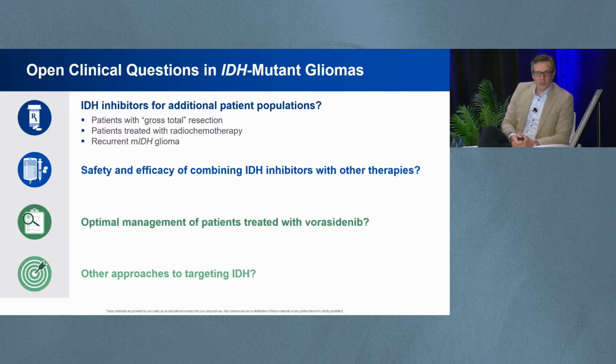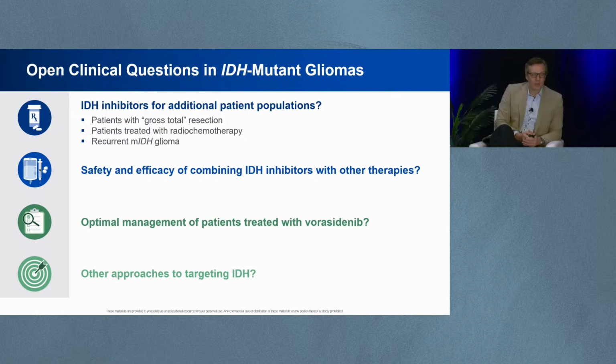Some of the questions that I think are very important to address at the moment are other patient populations that may benefit from IDH inhibitors. I'm thinking about patients with so-called gross total resections. I'm thinking about patients treated with radiochemotherapy. So does IDH inhibition provide a benefit when given as a maintenance treatment? I will briefly show you the design of 2 large phase 3 trials which will address this question. And of course, the important question: what happens after recurrence on IDH inhibitors? What about the safety and efficacy of combining IDH inhibitors with other therapies? We will look a little bit into this topic.